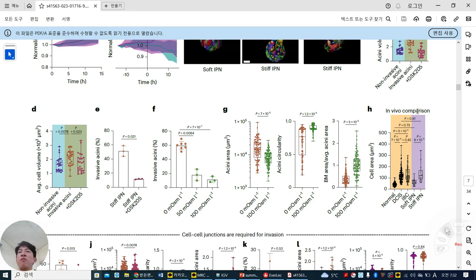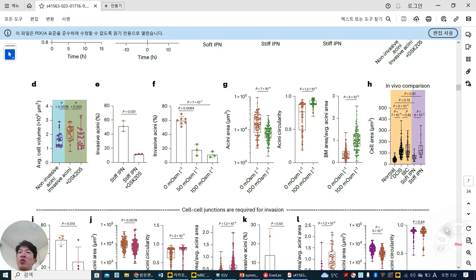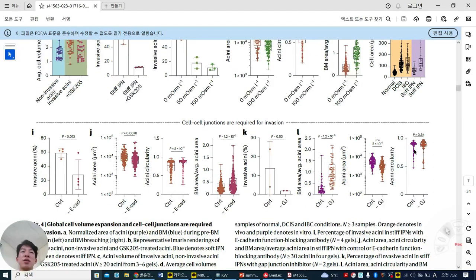This is for in vivo comparison. Normal, DCIS, precancerous and cancer cell area, single cell level enhanced. And when they confirm soft and stiff, same tendency. Here, cell-cell junction are required for invasion. E-cadherin is knocked down, invasion, arginine percentage decreased, area enhanced, circularity enhanced, BM enhanced. Gap junction is important. Same manner.